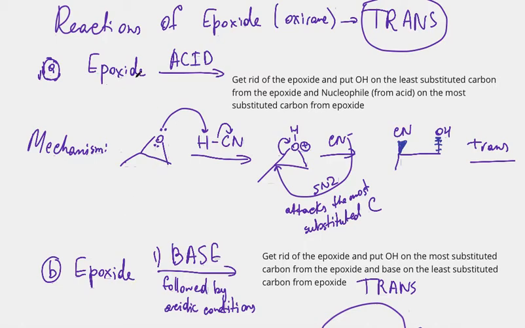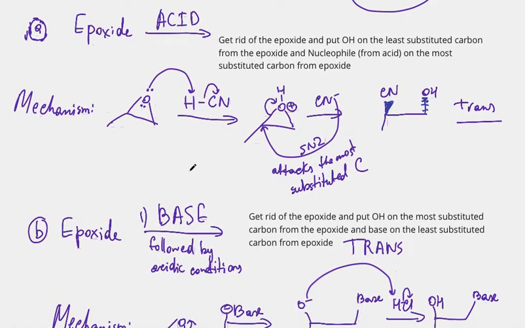Now, in an acid, this is what I wrote. You will get rid of the epoxide and put OH on the least substituted carbon from where the epoxide was, and your nucleophile, whatever your nucleophile is that you get from acid, on the most substituted carbon from epoxide. So what happens here, and I am also showing the mechanism, is, for example, if you have your epoxide with HCN, the first thing that happens is that oxygen takes the hydrogen.